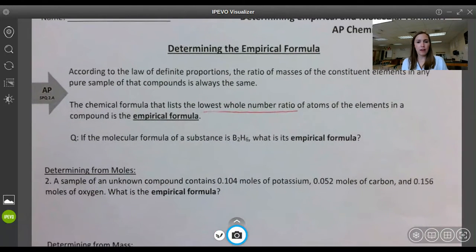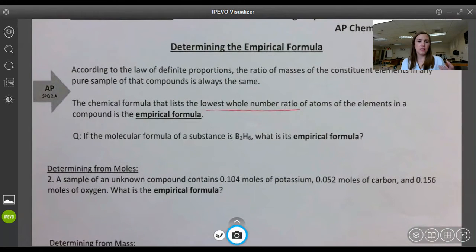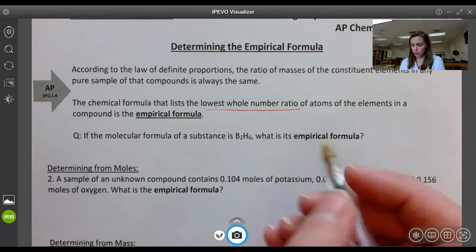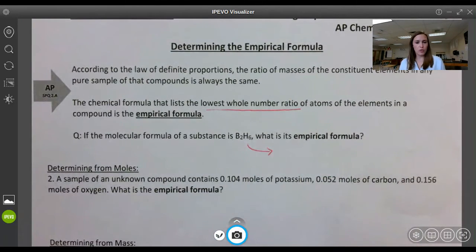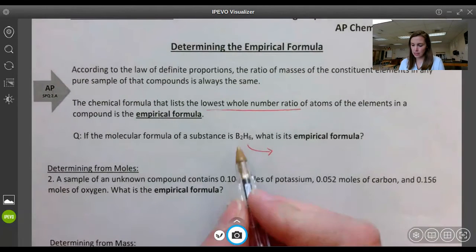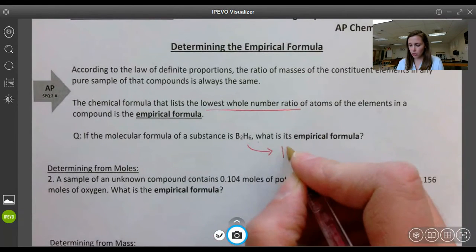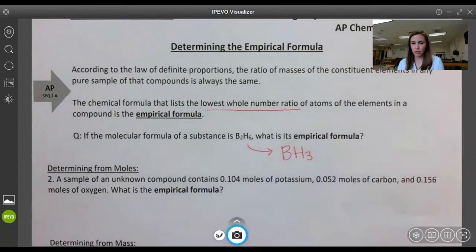So for example, if we have B2H6, that would be the molecular formula. So that might be how that molecule actually exists. Its empirical formula is going to be taking that and dividing all the coefficients by the greatest common factor. So I can divide those both by 2. So its empirical formula would be BH3.